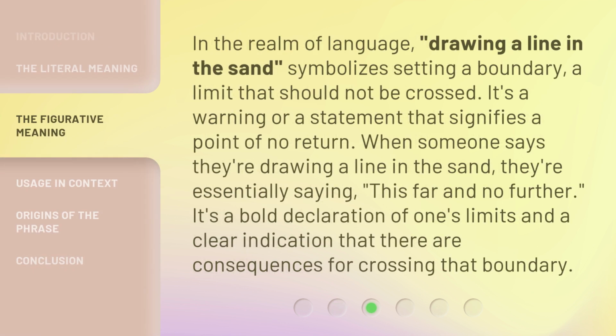In the realm of language, drawing a line in the sand symbolizes setting a boundary, a limit that should not be crossed. It's a warning or a statement that signifies a point of no return. When someone says they're drawing a line in the sand, they're essentially saying, "This far and no further." It's a bold declaration of one's limits and a clear indication that there are consequences for crossing that boundary.